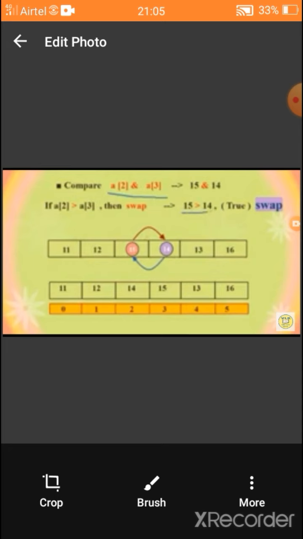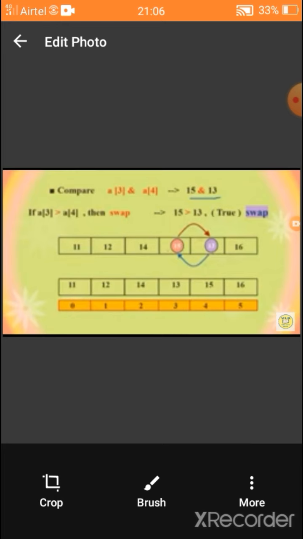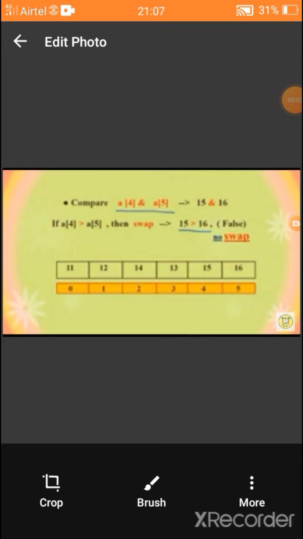Now the new pair is 15 and 13. They are the adjacent elements. They are going to check: 15 is greater than 13. They are not sorted, so swapping is required here. 13 goes to the third index position and 15 goes to the fourth index position. The next two elements are 15 and 16. 15 is adjacent to 16. Already they are in order, so no swap is required here. So we come to the end of the array.